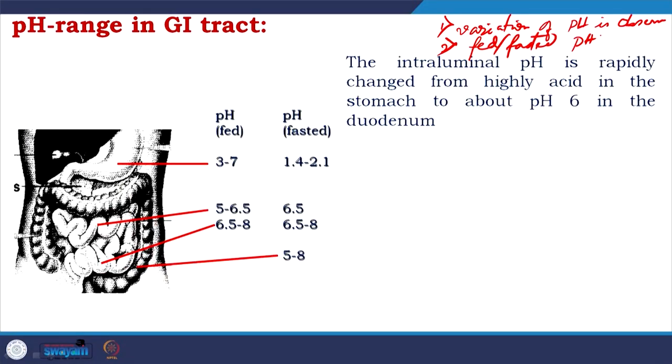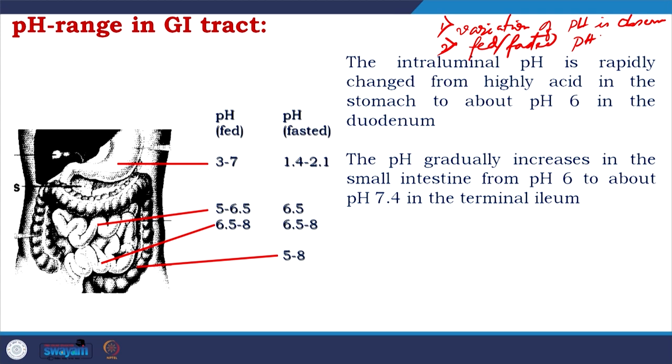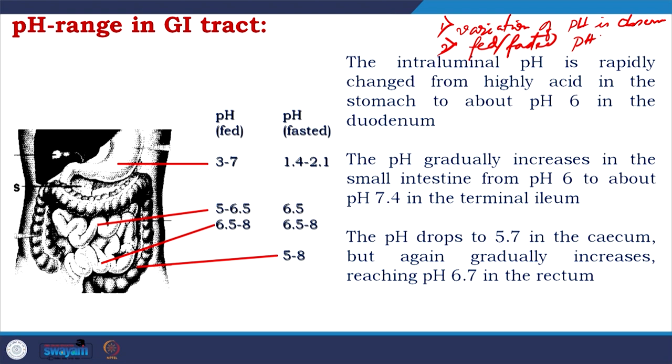In addition, the pH also changes if you have taken your food or you are on an empty stomach, and this will make clear to you why for some tests you have to be on an empty stomach and for some you have to eat properly. So, the intraluminal pH changes rapidly from highly acidic in the stomach to about pH 6 in the duodenum. The pH gradually increases in the small intestine from pH 6 to about pH 7.4 in the terminal ileum. The pH drops to 5.7 in the caecum, but again gradually increases, reaching pH 6.7 in the rectum.